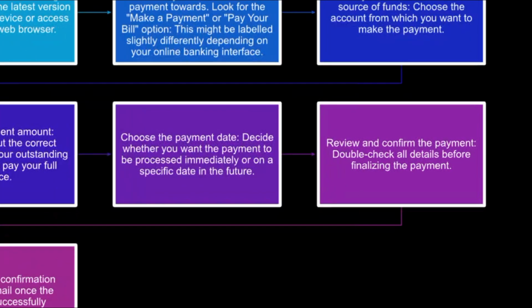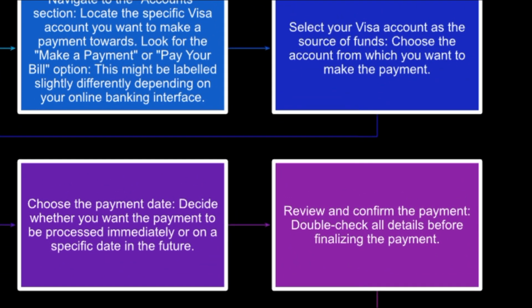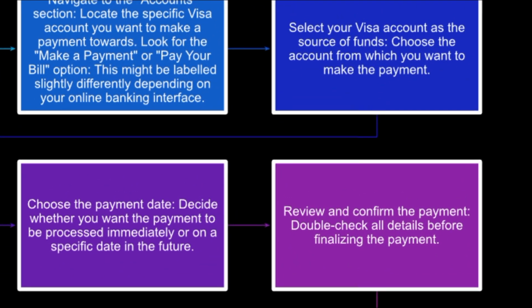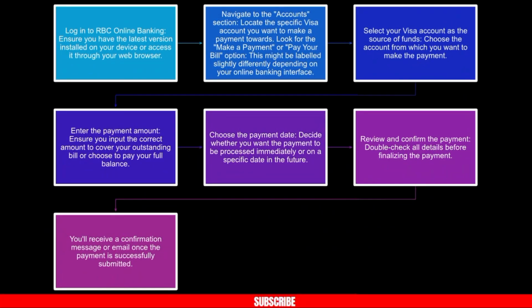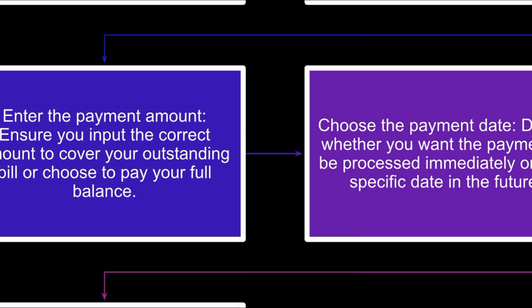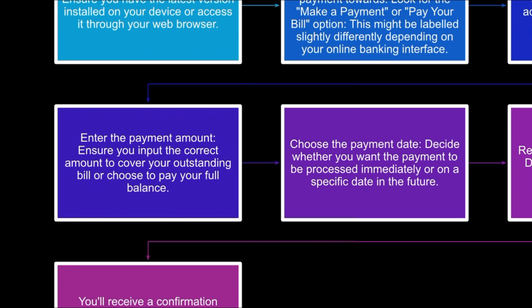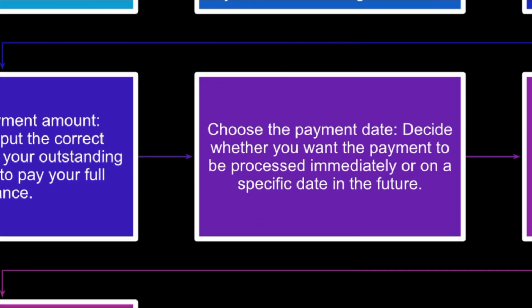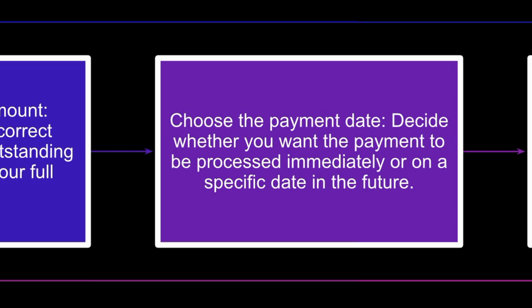After that, select your Visa account as the source of funds. Choose the account from which you want to make the payment. Then enter the payment amount. Ensure you put the correct amount to cover your outstanding bill or choose to pay your full balance. Then choose the payment date. Decide whether you want the payment to be processed immediately or on a specific date in the future.